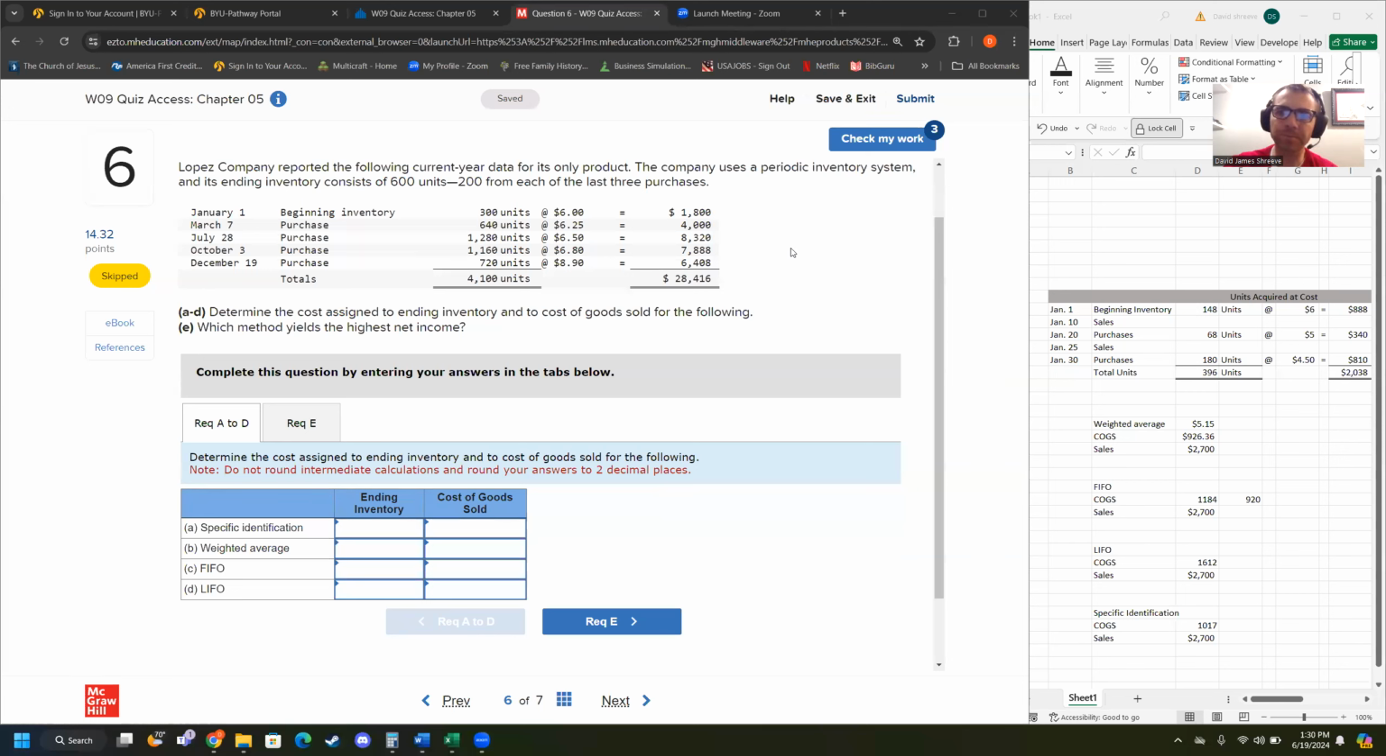All right. So for this one, number 6, quiz axis, chapter 5, number 6, Lopez Company reported the following current year data for its only product. The company uses periodic inventory system, and its ending inventory consists of 600 units, 200 from each of the last 3 purchases.